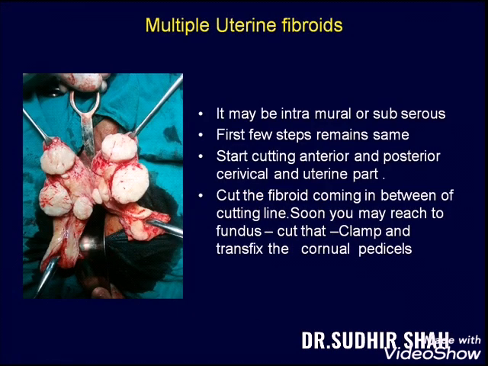Multiple uterine fibroids may be intramural or subserous. First few steps remain the same. Start cutting the anterior and posterior cervical and uterine part. Cut the fibroid coming in between the cutting line. Soon you may reach the fundus. Cut that, clamp and transfix the cornual pedicles.